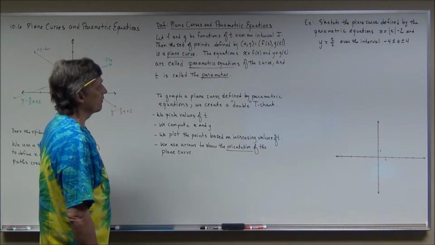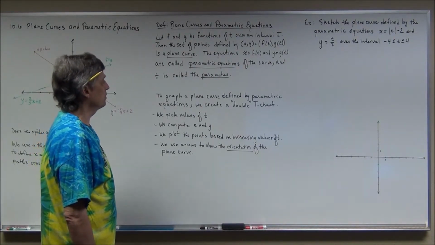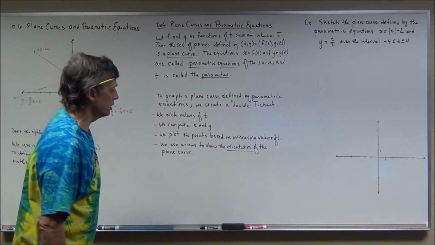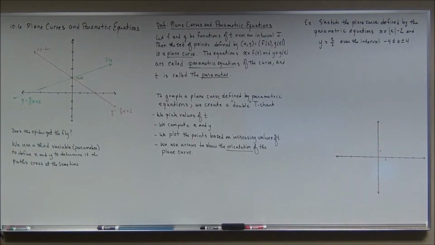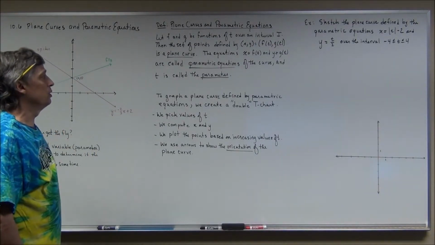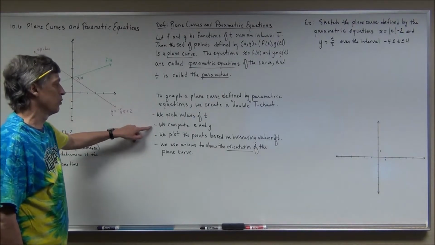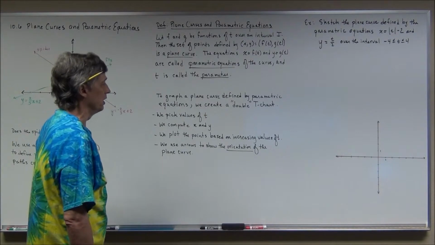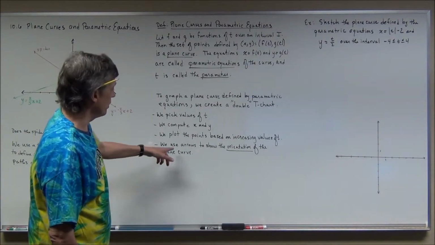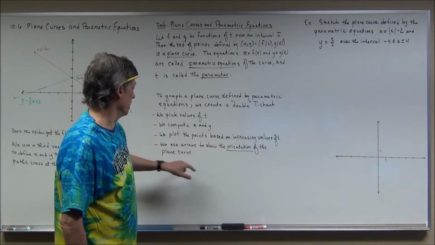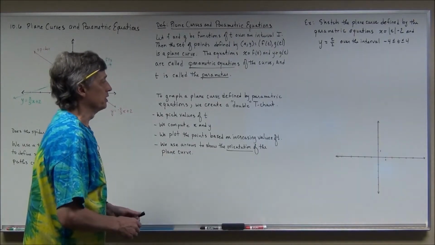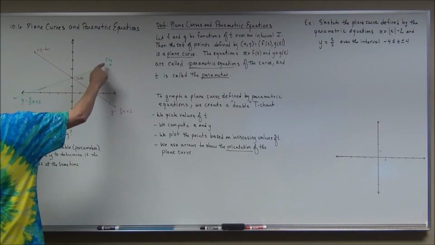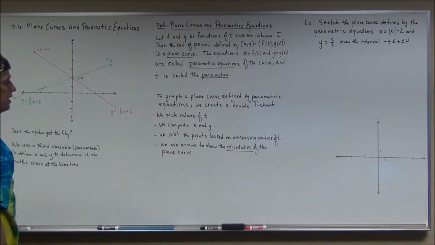Alright, now to graph a plane curve that uses parametric equations, what we do is we set up a double t chart. A double t chart means that we're going to have a value for t, and then we're going to use that value to compute values for x and y. We'll plot those points and we'll be basing this on increasing values of t. Give it orientation. We use the arrows to show the orientation of the plane curve, how it's going. Is the fly crawling this way or is the fly crawling this way? It'll give us an idea.